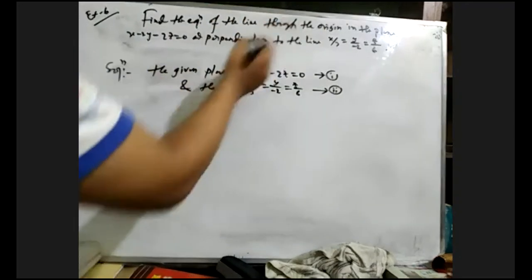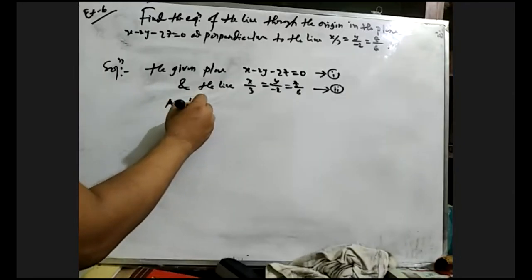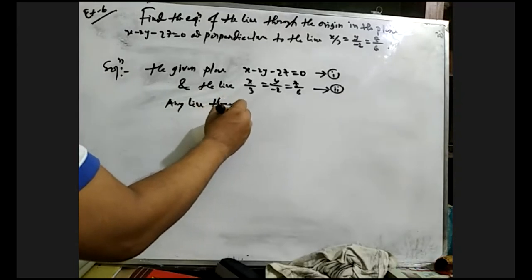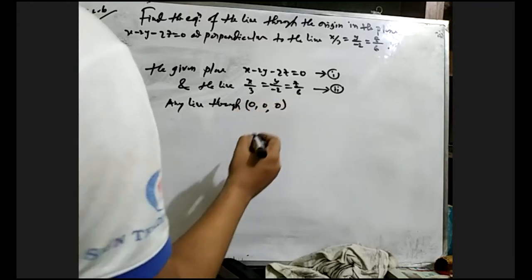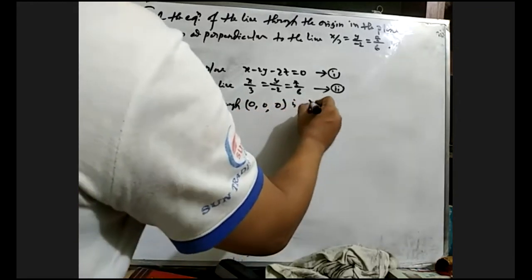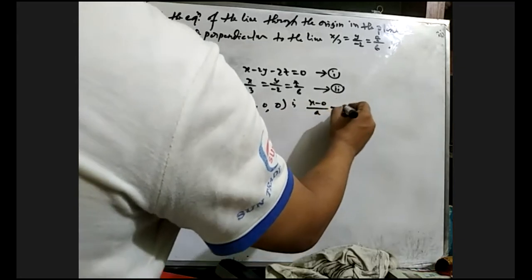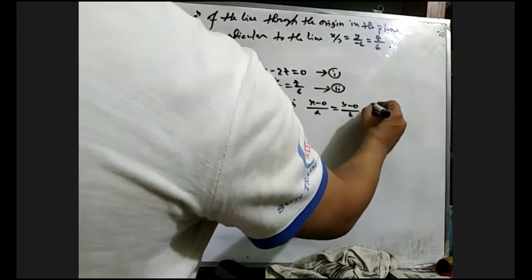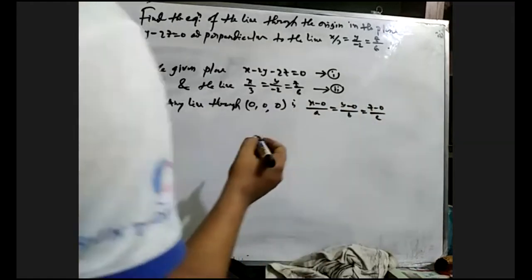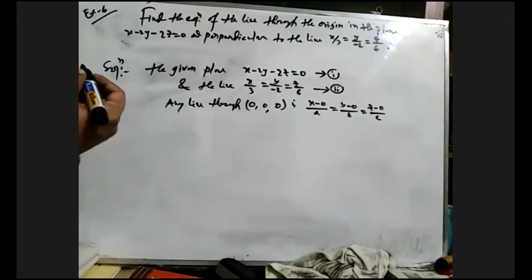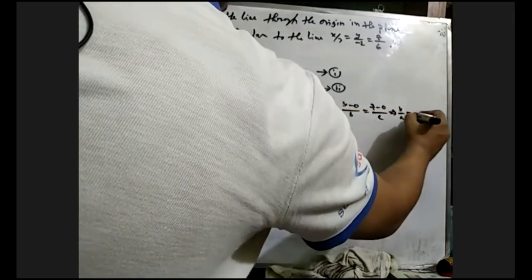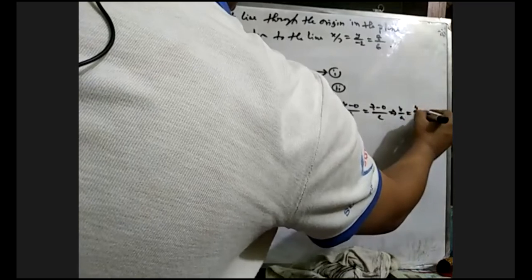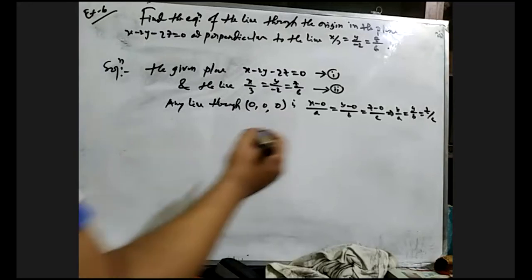Now any line through the origin is (x - 0)/a = (y - 0)/b = (z - 0)/c. This is the symmetric form of a line. So this can be written as x/a = y/b = z/c. And this is equation number 3.